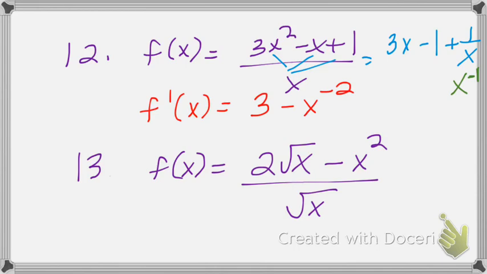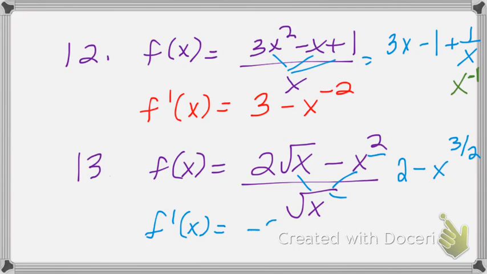On the next one, we're going to divide it again. 2 square root of x divided by square root of x, and x squared divided by square root of x. On the first one, the square root of x's will go away, so you get 2. On the second one, you subtract exponents, so when I do 2 minus 1/2, I get 3/2, and then I want to find the derivative of that. The derivative of 2 is 0, and the derivative of -x to 3/2 would be -3/2, and then subtract 1 in the power, x to the 1/2.